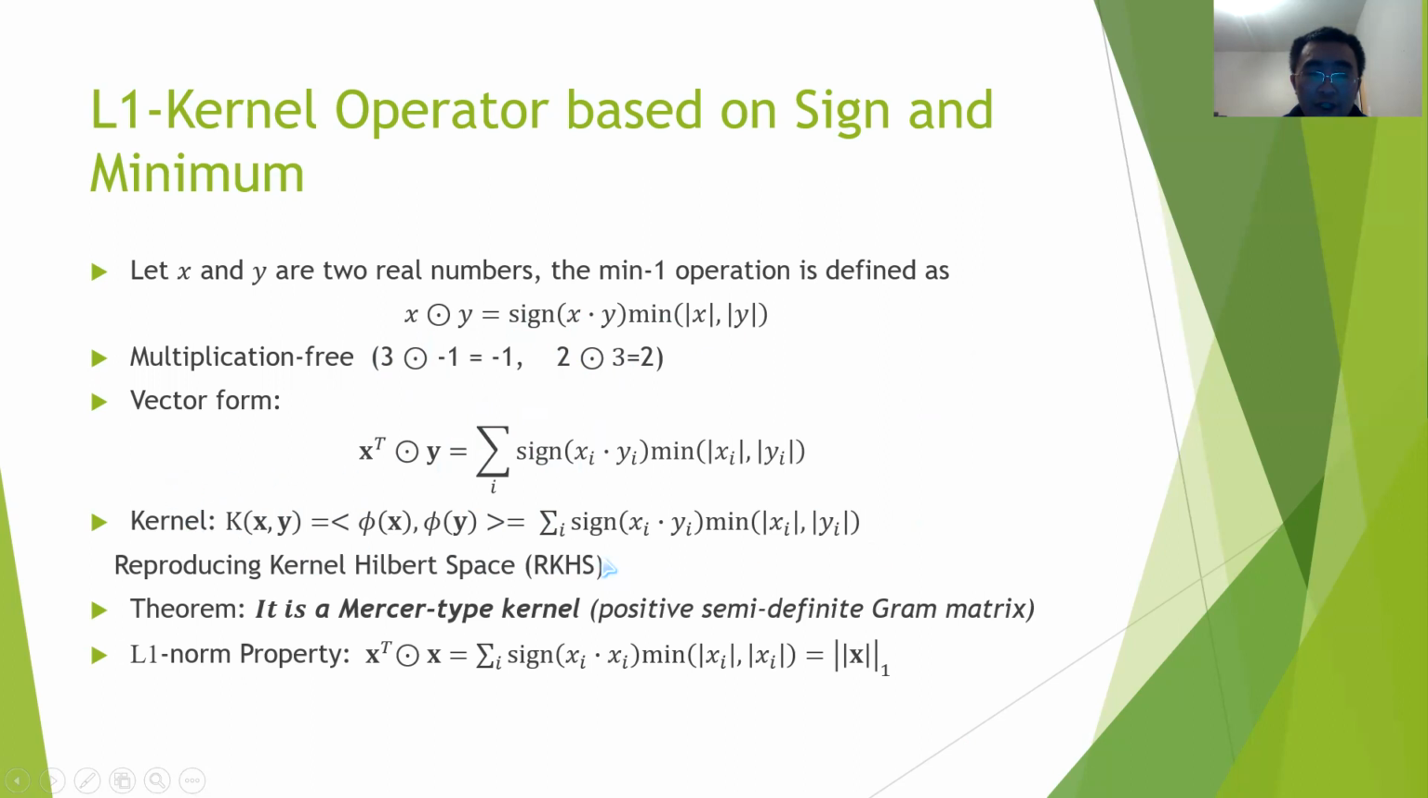Here is the kernel equation. The kernel is a valid kernel because if we build the Gram matrix using this kernel, the matrix is positive semi-definite. The operation also holds the L1 norm property because if we take our min1 operation on a vector transpose with the vector itself, it will return the L1 norm of the vector.